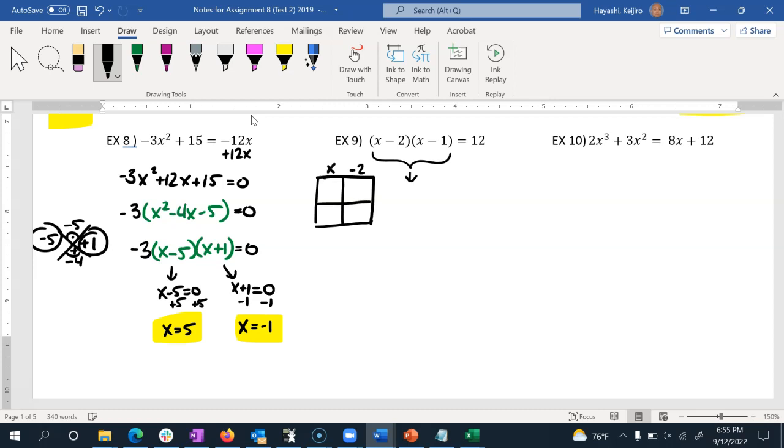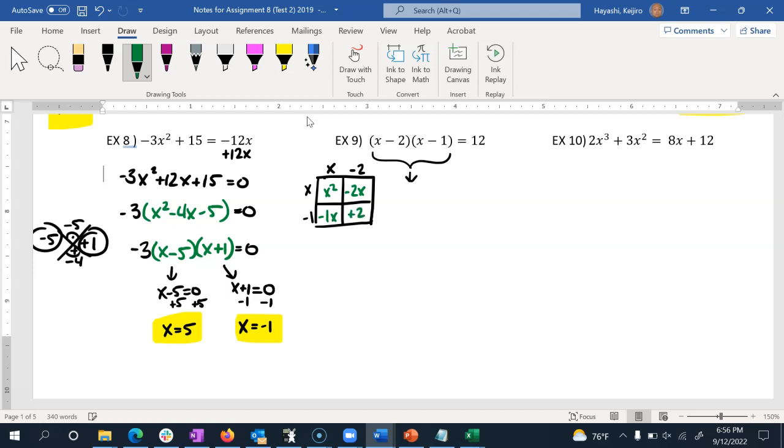So x minus 2 is one of my factors that is being multiplied. x minus 1 is the other factor. x times x is x squared. x times negative 2 is negative 2x. x times negative 1 is negative x, or negative 1x, doesn't really matter which one. Negative 1 times negative 2 is positive 2.